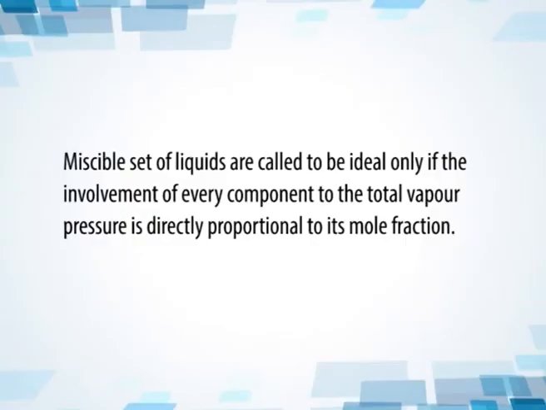This process, as explained in the phase diagram, follows Raoult's law, which states that when two liquid samples are completely soluble in each other, then the total vapor pressure is the sum of the two partial vapor pressures. Miscible sets of liquids are referred to as ideal only if the contribution of every component to the total vapor pressure is directly proportional to its mole fraction.